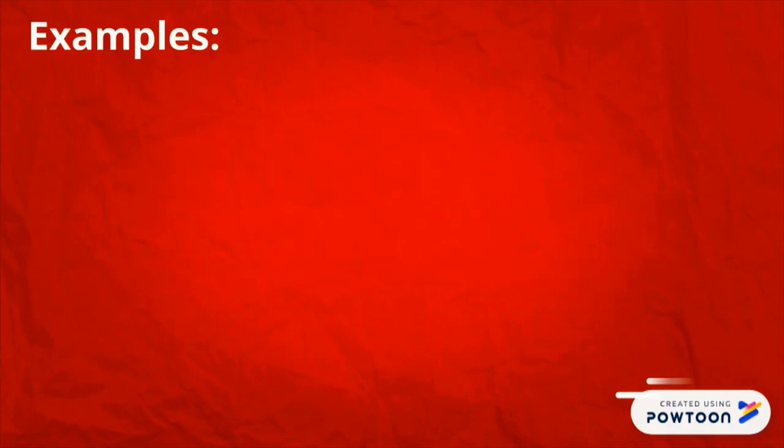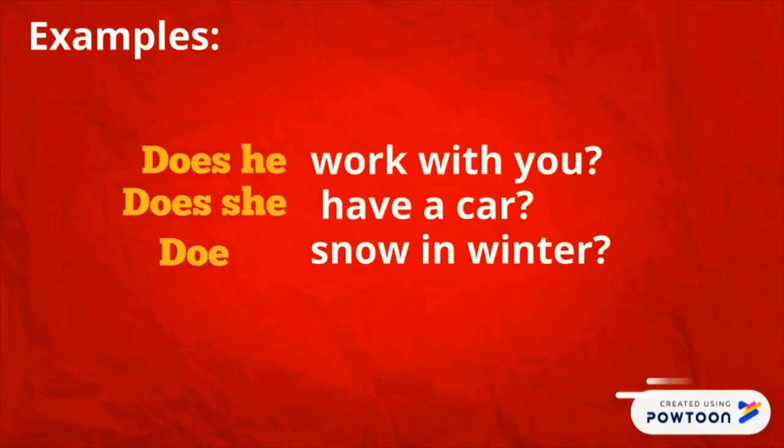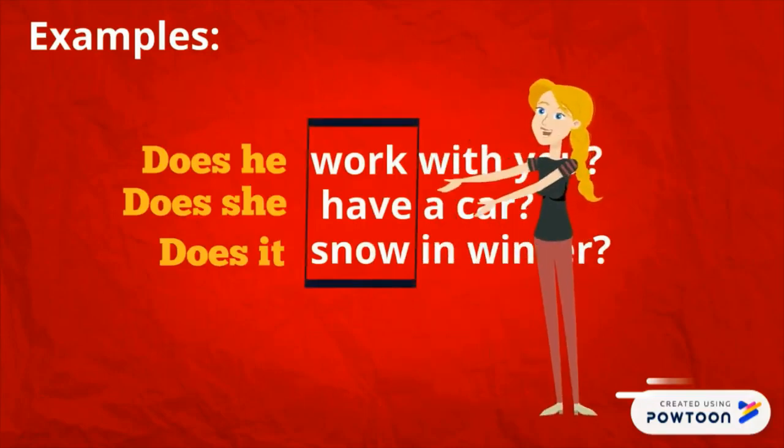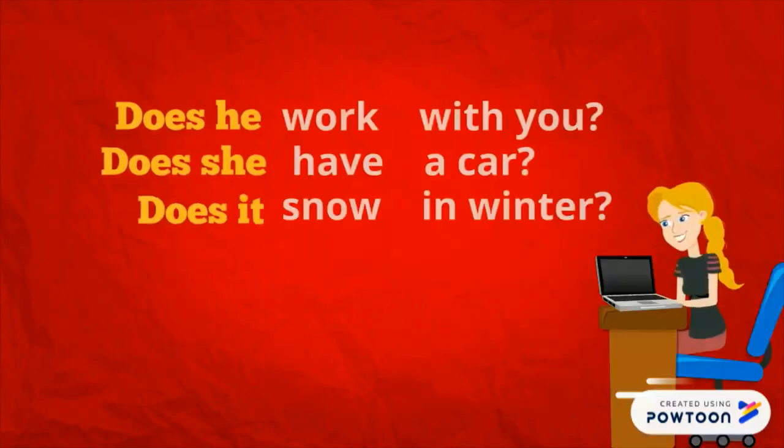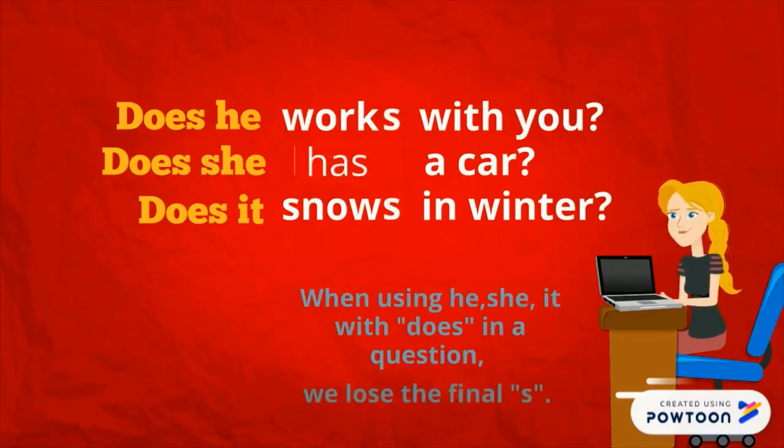For he, she, it, you use the word does to ask questions. Does he work with you? Does she have a car? Does it snow in winter? Remember this: when using he, she, it with does in a question, we lose the final s. There will be no added s to the verb.